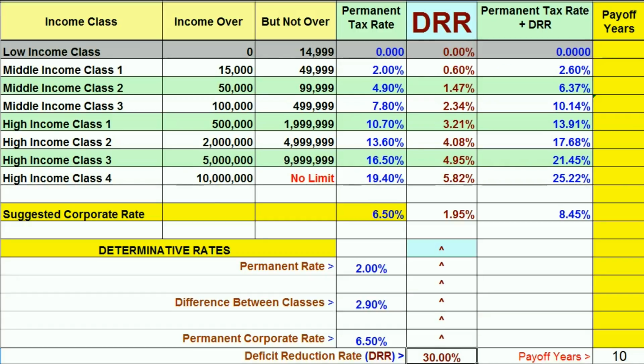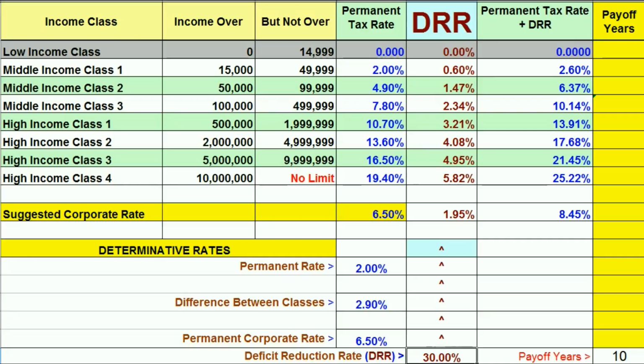Next we have the permanent tax rate column, which starts at 2% for those earning less than $50,000, and 19.4% for those earning $10 million or more, and 6.5% for corporations. The next column is the deficit reduction rate, or DRR. The DRR rate is arrived at by multiplying the permanent tax rate by the DRR rate at the bottom of this column, in this case, 30%.